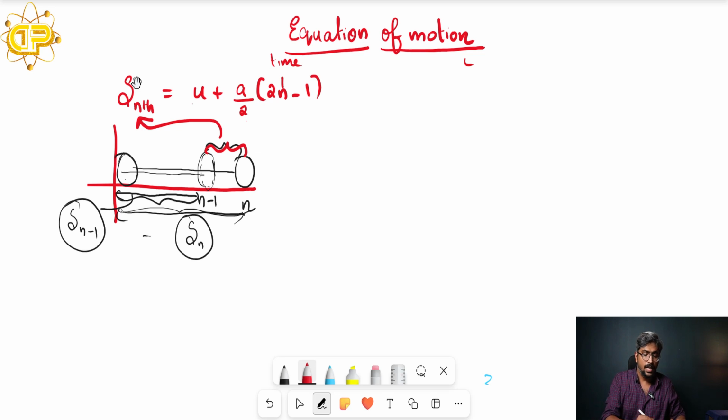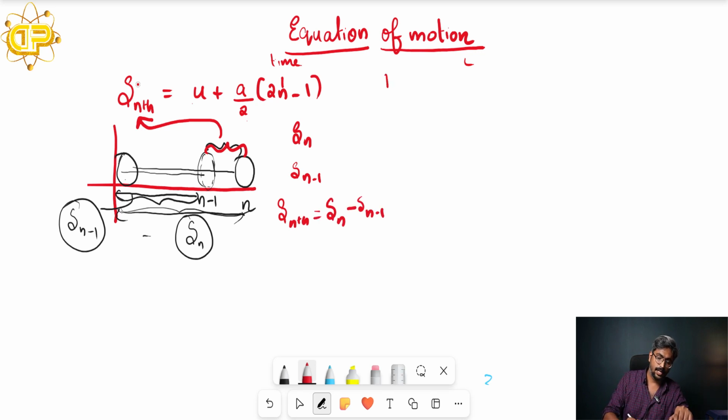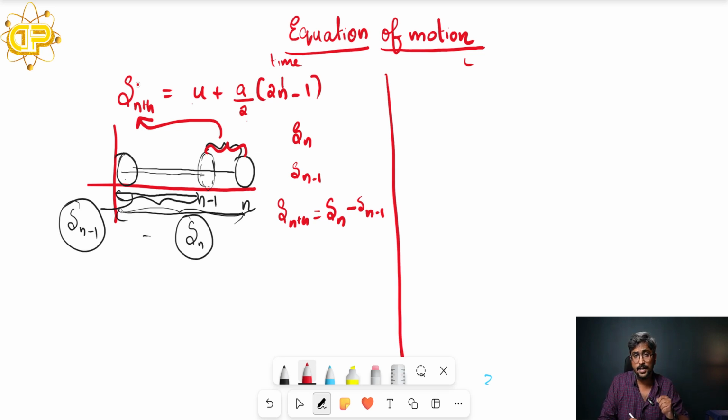So how will I find it? I will find out Sn, and then I will find out Sn minus 1, and then Snth is equal to Sn minus Sn minus 1. So we'll start the equation. I hope that you got the logic or physics behind how to find this particular equation. So Sn is equal to, here n means the time.